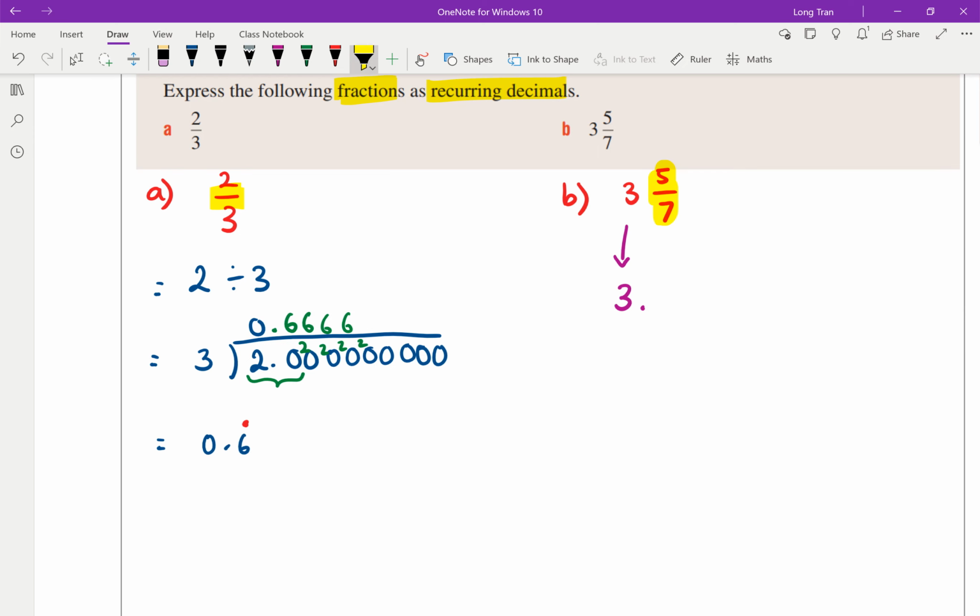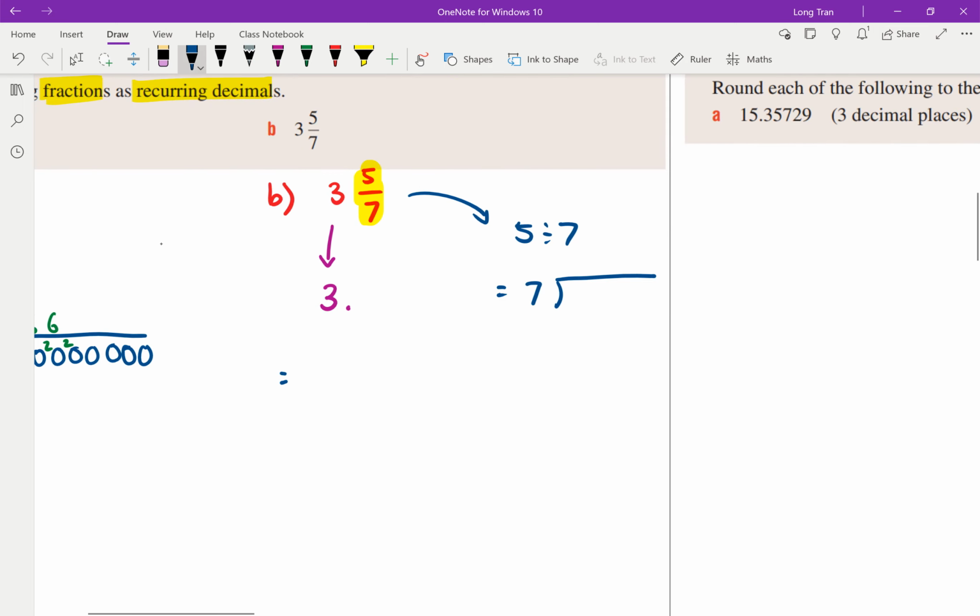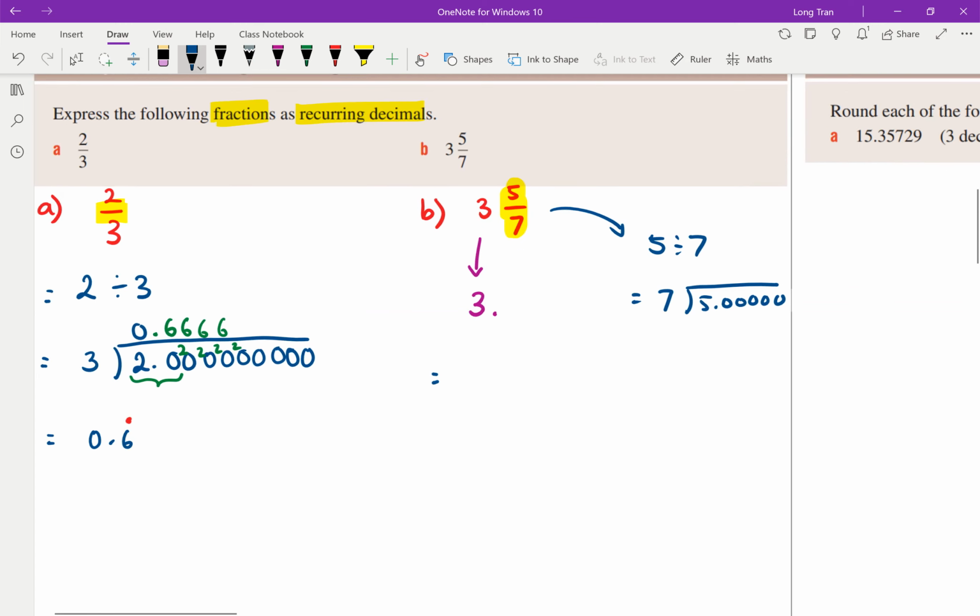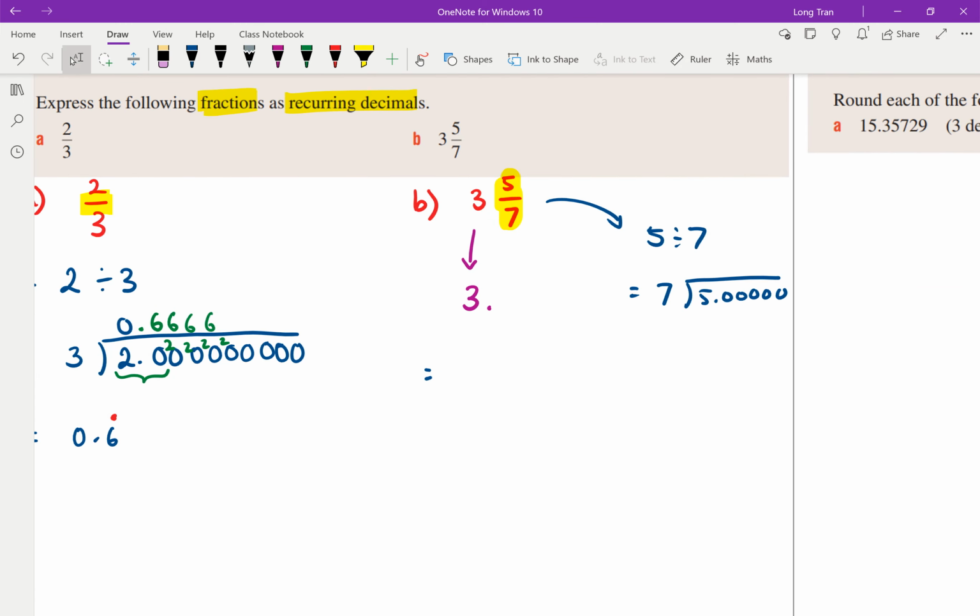So here, I can try to work out what 5 divided by 7 is. 5 divided by 7 is the same thing as saying how many 7s fit into 5.0000. Okay, so I put as many zeros as I need. Here we go, we'll start again. How many 7s fit in 5? 0. So you take on the next digit. How many 7s fit in 50? A lot.